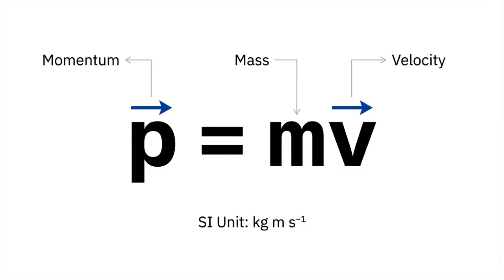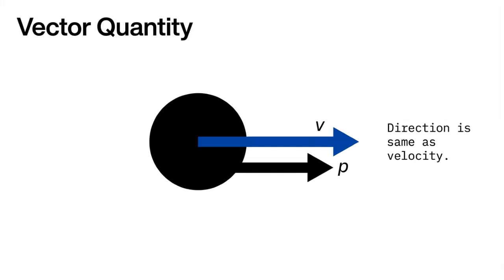It's important to note that momentum is a vector, meaning it has both size and direction, which is why you see the arrows over the letters in the formula. The standard unit for momentum is kilogram meters per second, so when you multiply mass in kilograms by velocity in meters per second, you get the momentum measured in those units. This concept helps us understand how objects behave when they move or collide.